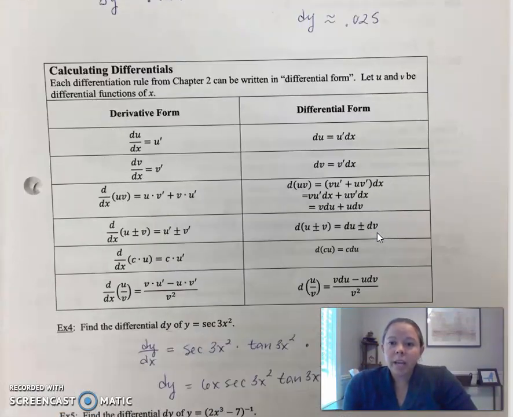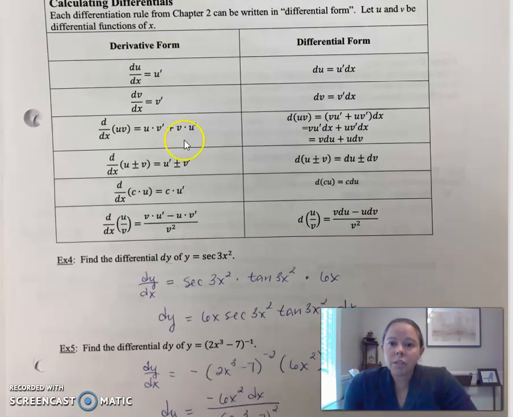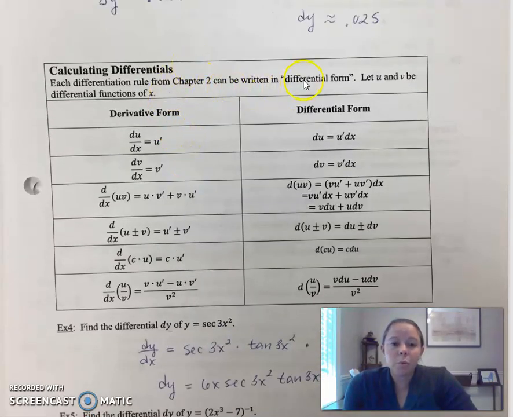All right, so calculating differentials. Each differentiation rule from chapter 2 can be written in differential form. So notice, this is our derivative form: du/dx equals u prime. Remember, u is always a function in terms of x. And notice all they've done is multiply over dx. And there it is, that's the differential form: du equals u prime dx.